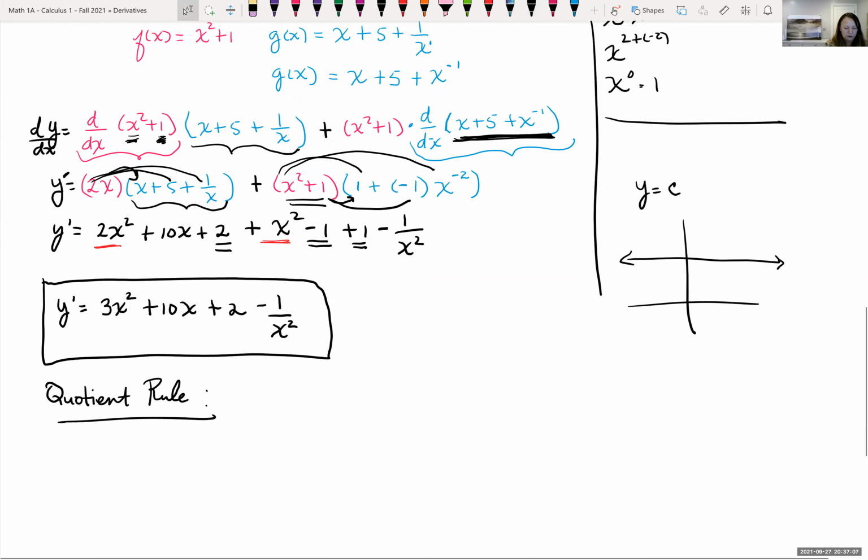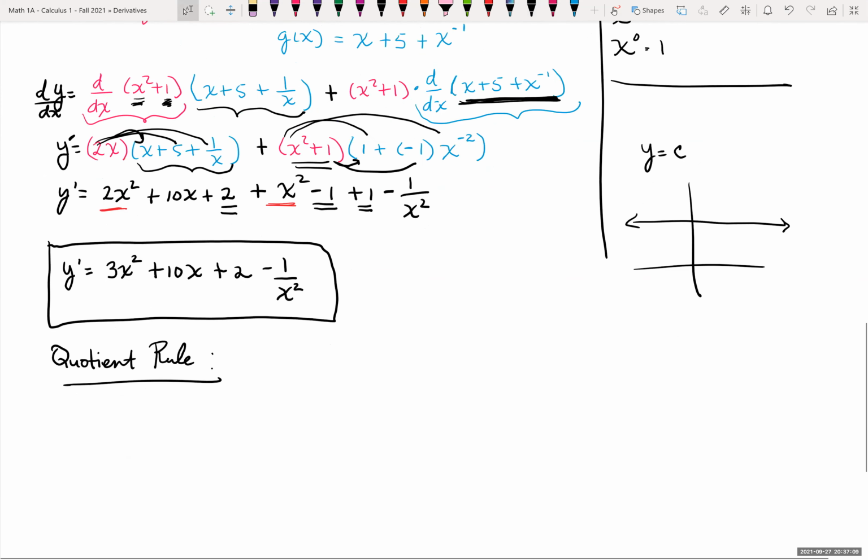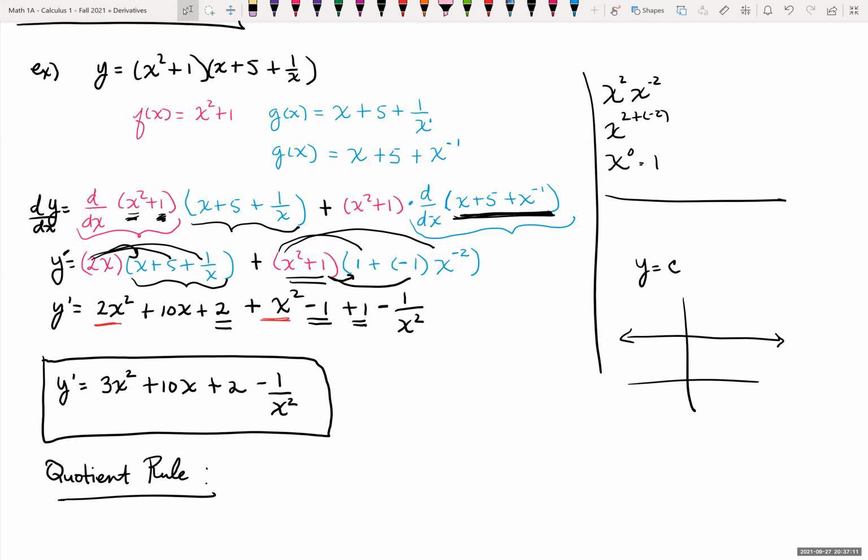The quotient rule. I have a quick question on the last problem. Yep. Could you expand this and then take the derivative of the whole expanded equation? Yeah. Okay. I was just wondering if that would work. Yeah, it would. And I think a lot of times expanding is a lot faster than using the product rule. So when you expand this, would I use that 1 over x, or would I do x to the negative 1 in the expansion?